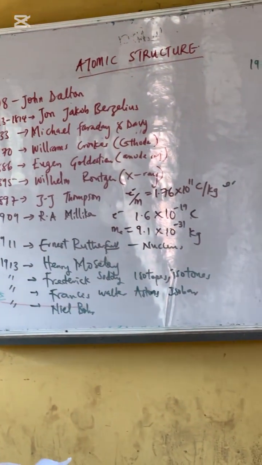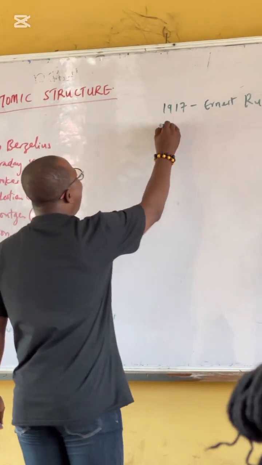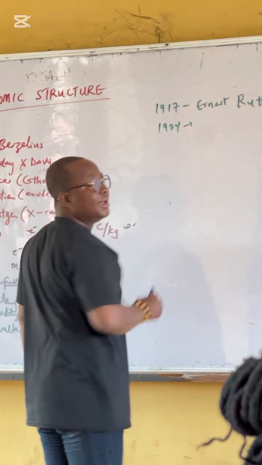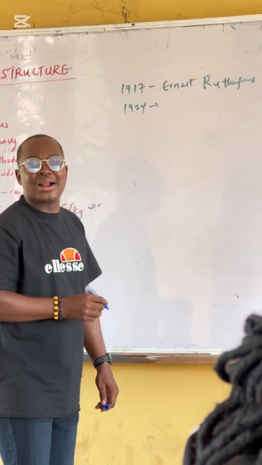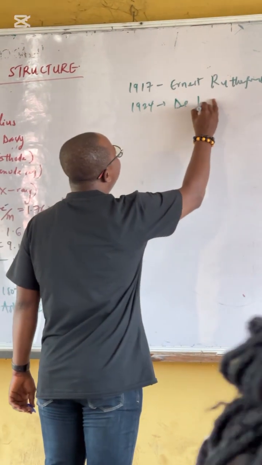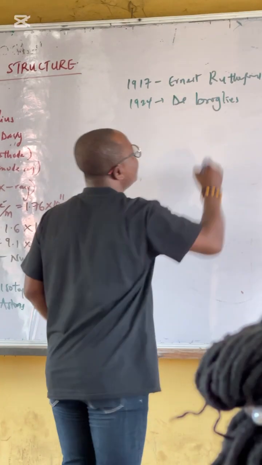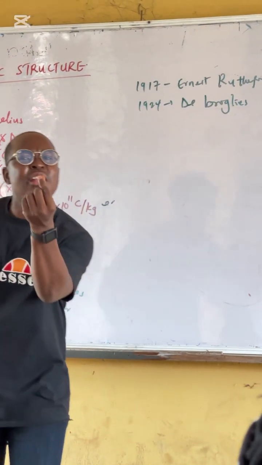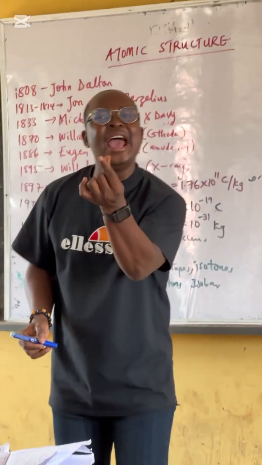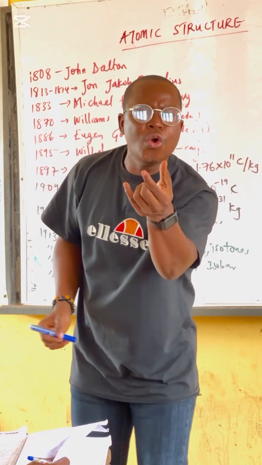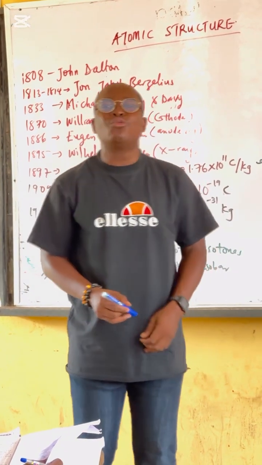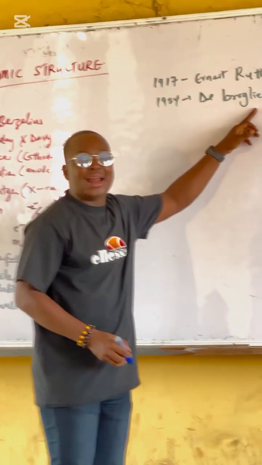All right. Apart from that, in the year 1924, a scientist known as Louis de Broglie discovered that the electron of an atom behaves in a two-way manner. They behave as a particle, and they behave as what? As a wave. De Broglie said that.